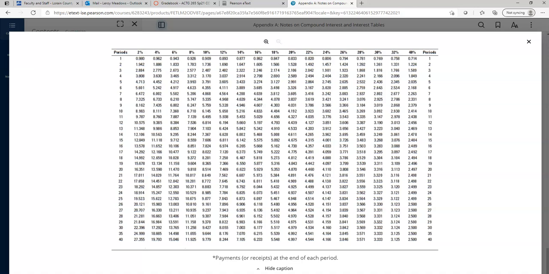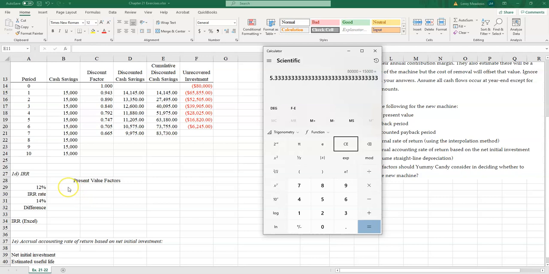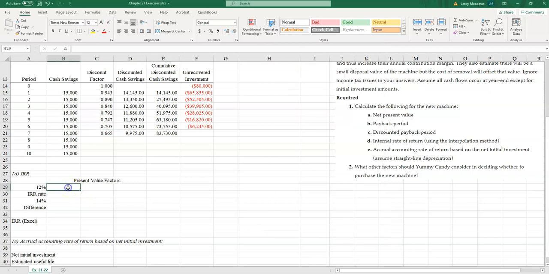So what is the present value of 10 periods at 12%? 5.650. So I want to note that here. So I'm going to take that into account here. And I'm going to put 5.650 over here too. And you'll see why here in just a moment.